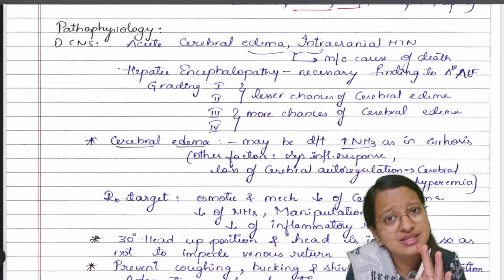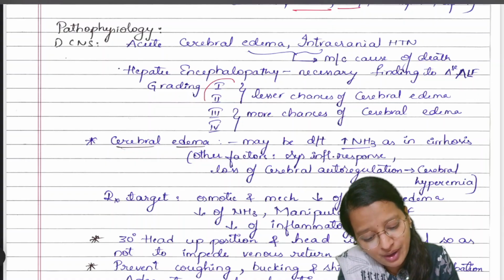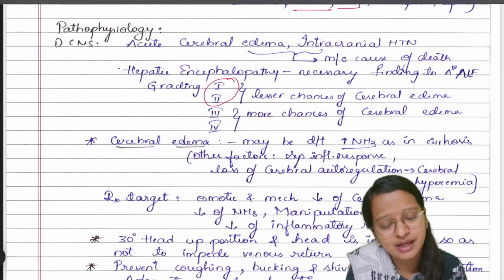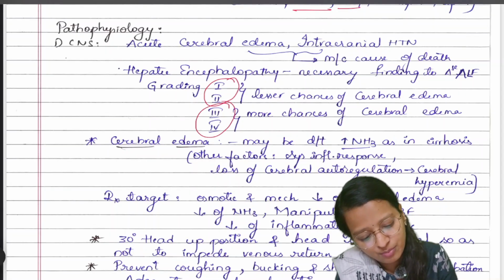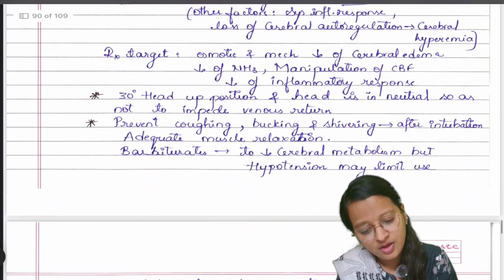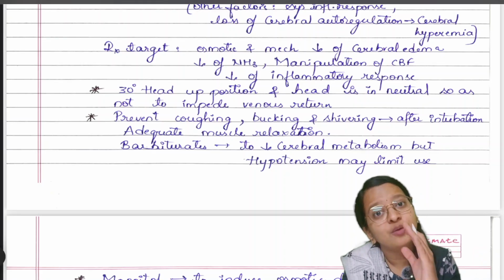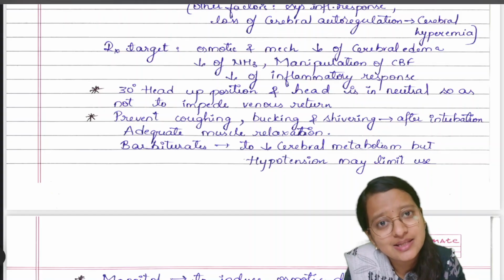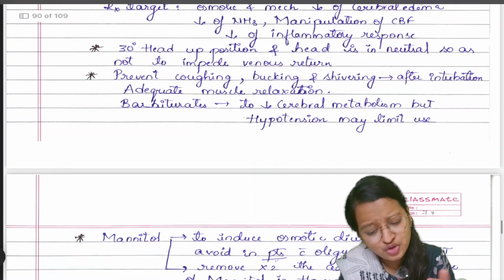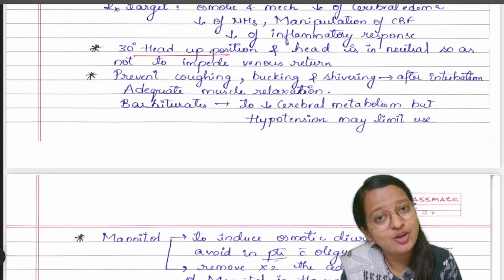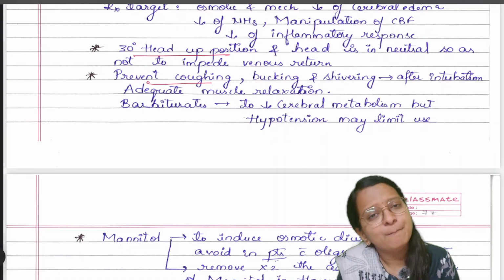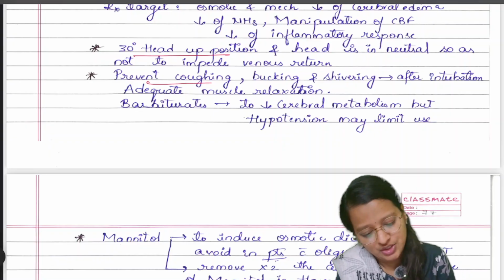And we have four grades, West Haven classification. Grade 1 and 2 are less prone to cerebral edema, and grade 3 and 4 are more prone to cerebral edema. So, what is your target? Is it to decrease ammonia or decrease the cerebral edema? Prevention of increase in ICP, right? So, what will we do? We'll keep head up position, 30 degrees head up. We have to prevent coughing and bucking, which increase the raised intracranial pressure. We might use barbiturates, but we have to watch for hypotension.